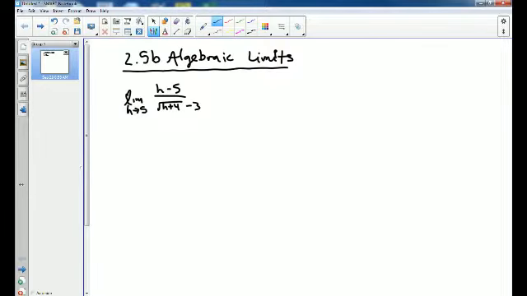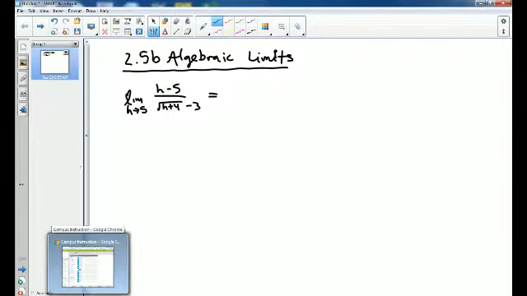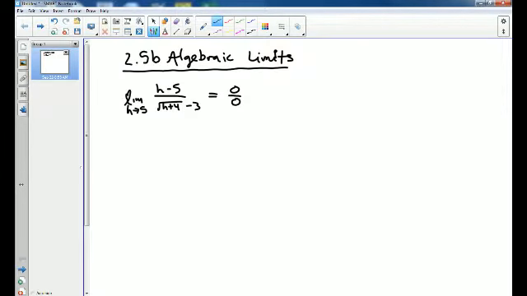Okay, plug and chug. We have to make sure it gives you an indeterminate form first. 5 plus 4 is 9. Okay. So you get an indeterminate form, right? Now we can algebra it. What are some thoughts you might have on this?